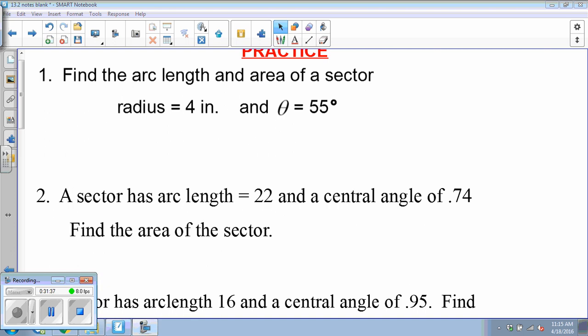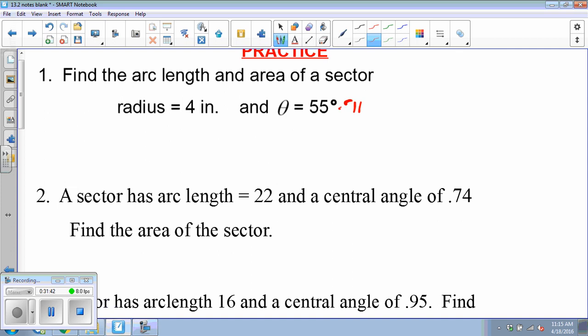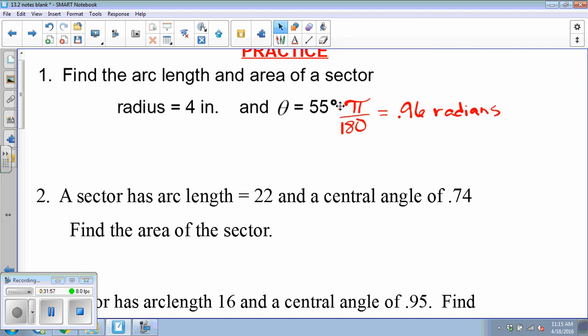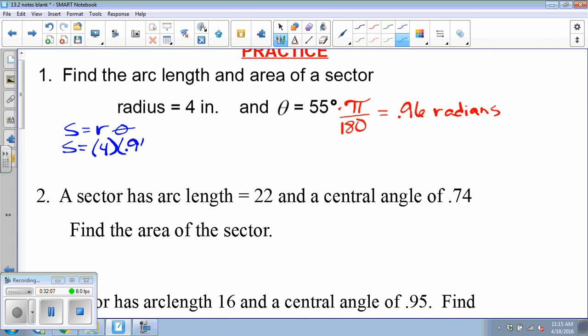Okay, for number 1, theta is 55 degrees. We have to change that to radians. So 55 times pi divided by 180 is 0.96. Now, find the arc length. What's the formula for arc length? S equals R times theta. So S equals R is 4, theta is 0.96. So the arc length is equal to 3.84 inches.